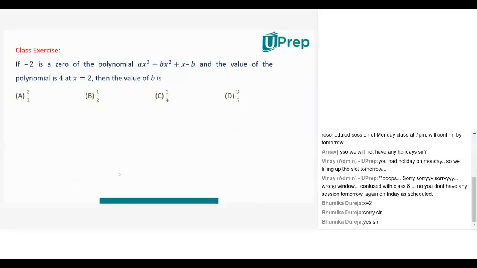Right. Try this problem. If minus 2 is a zero of the polynomial and the value of the polynomial is 4 at x equal to 2, then find the value of b. Quick to answer. I'm waiting for your replies.